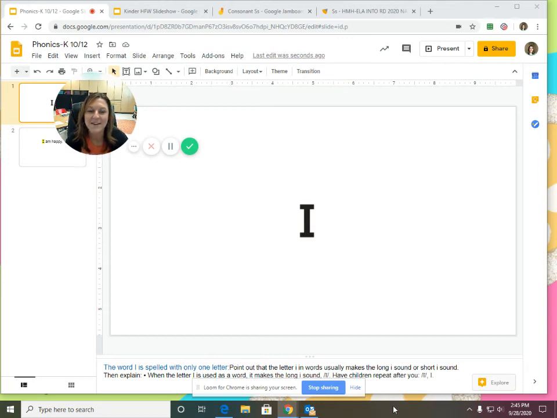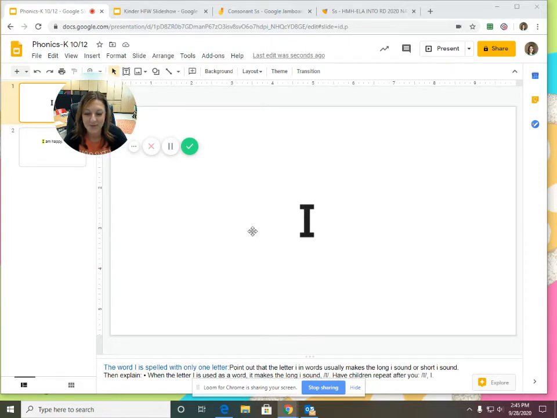Hi, kindergartners. Today we are going to be talking about a letter, but it is a word whenever we're reading in a story. So we're going to look at that letter today and talk about what we say when we see it in our books. So let's look at our letter.